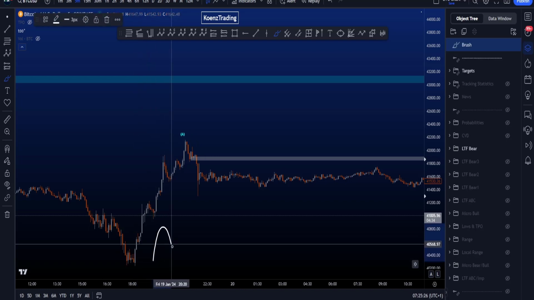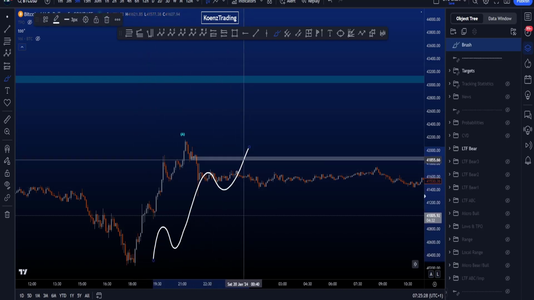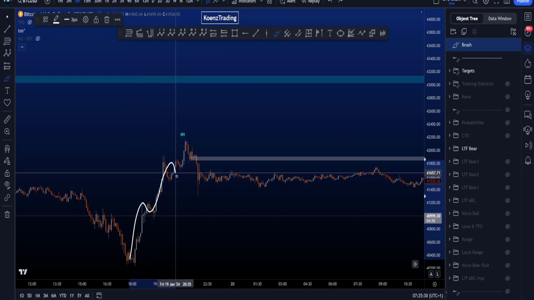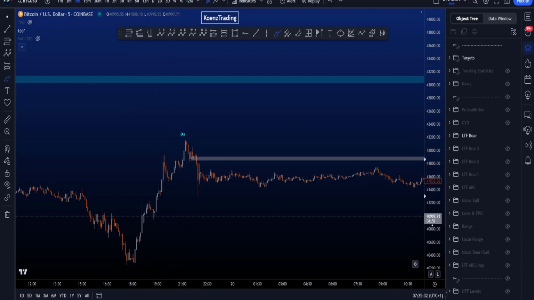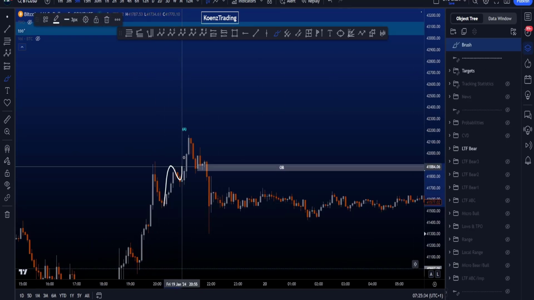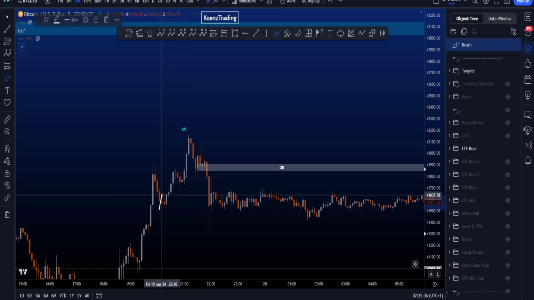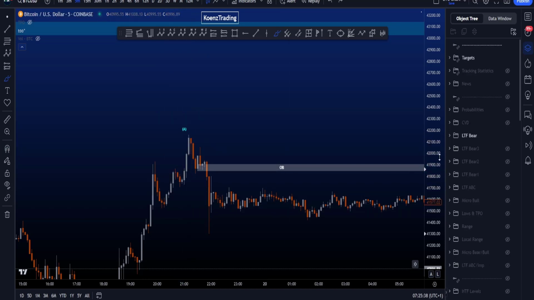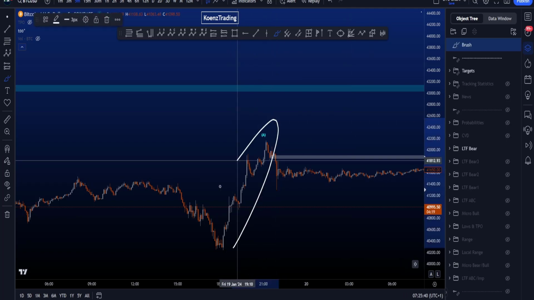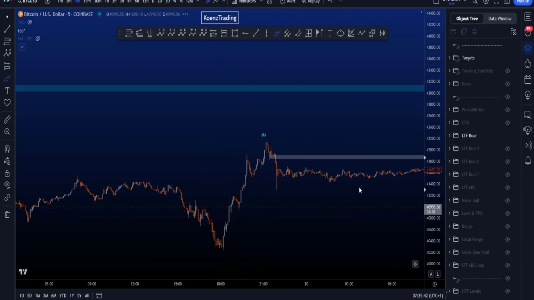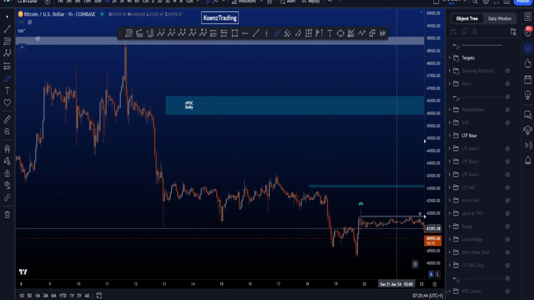Now, when we think about an impulse, we have to think about a 1, 2, 3, 4, 5, right? 1, 2, 3, 4, and then eventually the last leg towards the upside. But you can see that this looks a little bit 3-wavy. Arguably, there's a little 1, 2, 3, 4, 5 going on here. However, there is definitely the potential for this move to the upside to be a 3-wave structure.